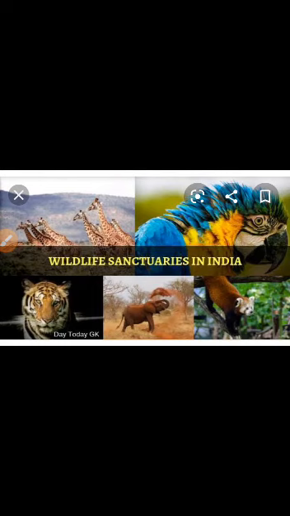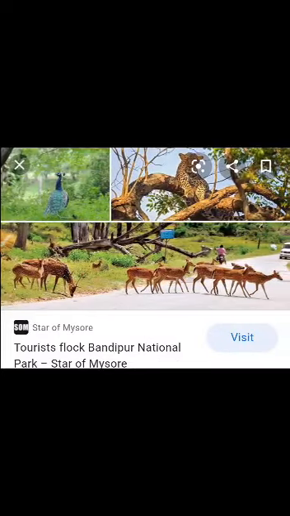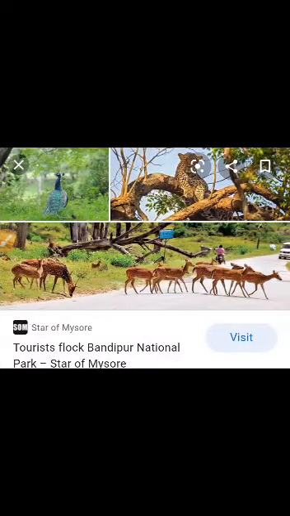Some wildlife sanctuaries in India are: first, Bandipur National Park. Bandipur National Park was established in 1974. It is the most prominent national park located in the South Indian state of Karnataka and is best known for its varied wildlife, boasting different biomes, including dry deciduous forests. It is one of the premier tiger reserves in the country.